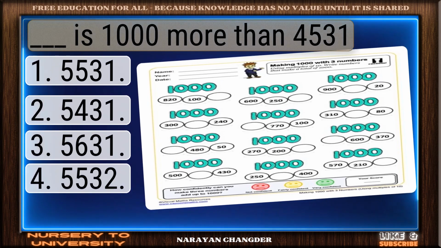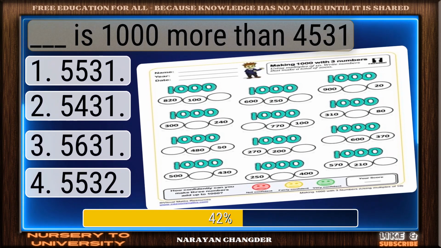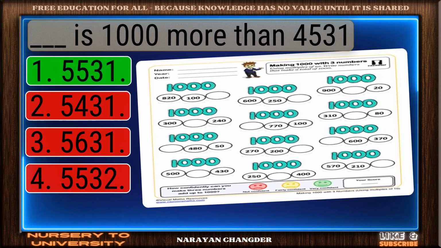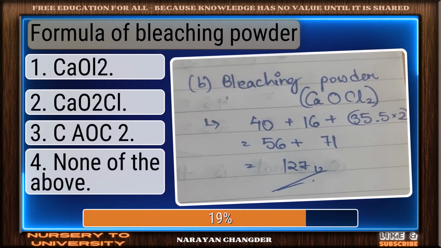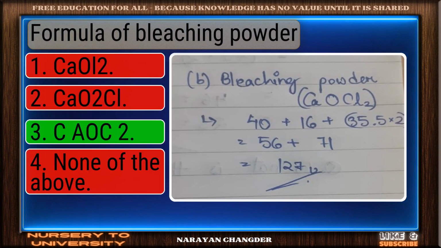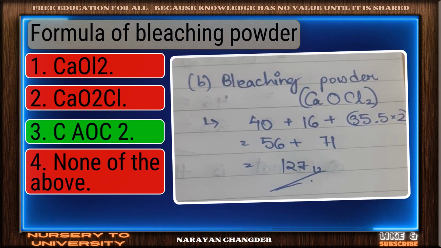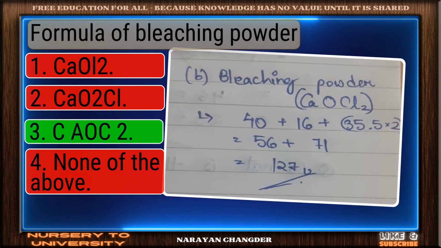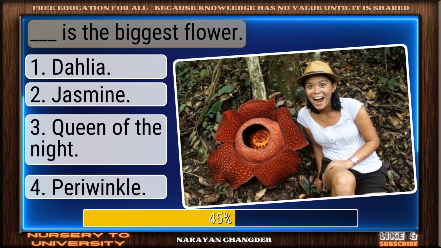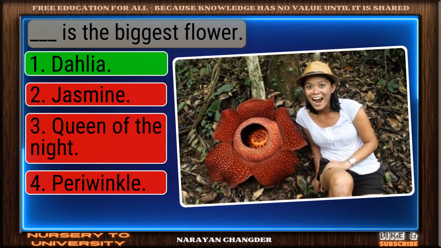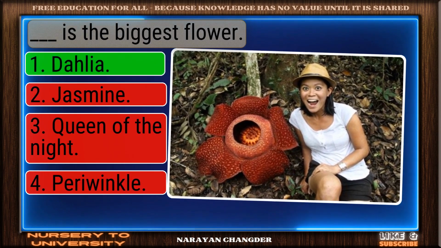Dash is 1,000 more than 4531? 5531 is the answer. Formula of bleaching powder? Exactly. CaOCl2 makes sense and it is the right choice. Dash is the biggest flower. Nicely done. Dahlia is a solid answer.